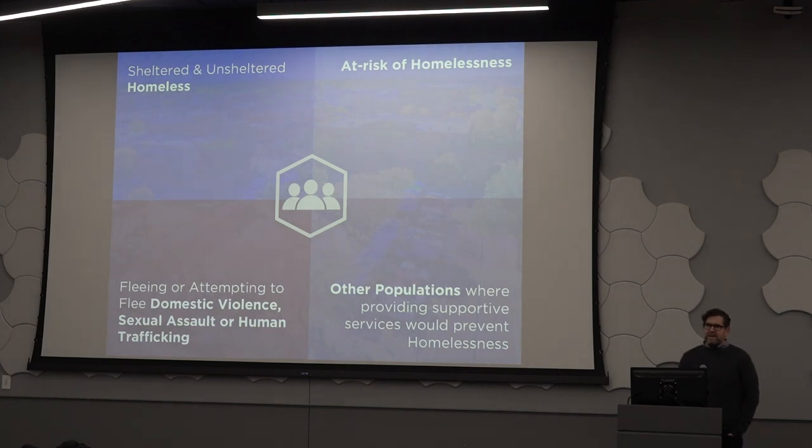There are four qualifying populations, and they're defined by HUD as sheltered and unsheltered homeless individuals and families, including children; those who are at risk of homelessness, so they might be facing eviction or have other housing insecurity. It may be a job loss that creates financial challenges, a whole suite of challenges that we saw more of during COVID. Those fleeing or attempting to flee domestic violence, sexual assault, or human trafficking, as well as other populations where providing supportive services would prevent homelessness. This could be those with physical or mental disabilities and others.